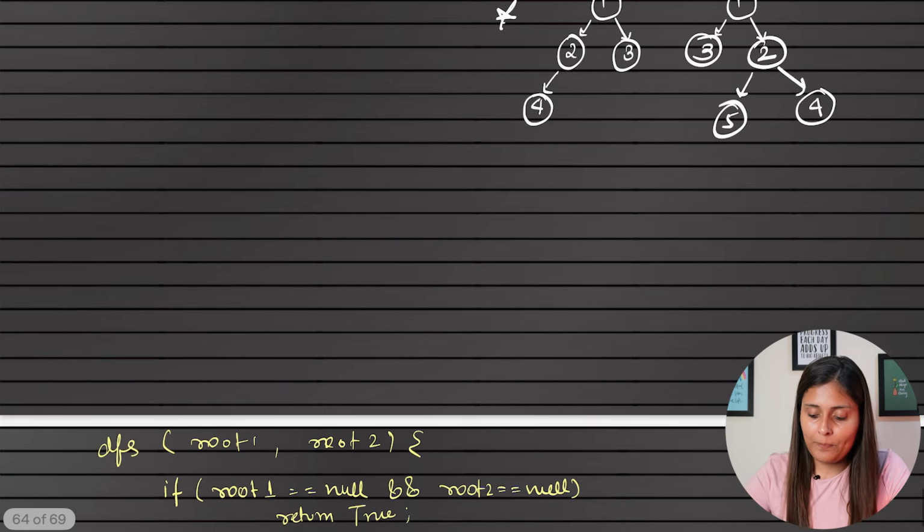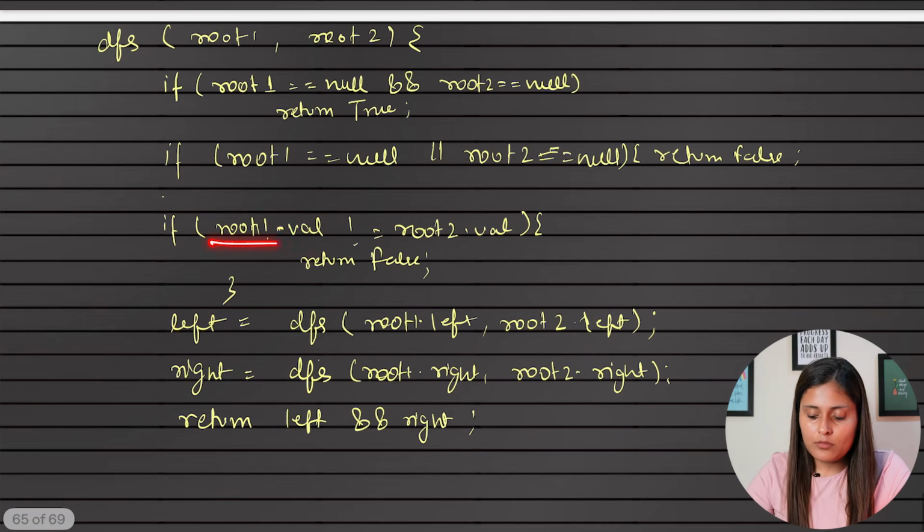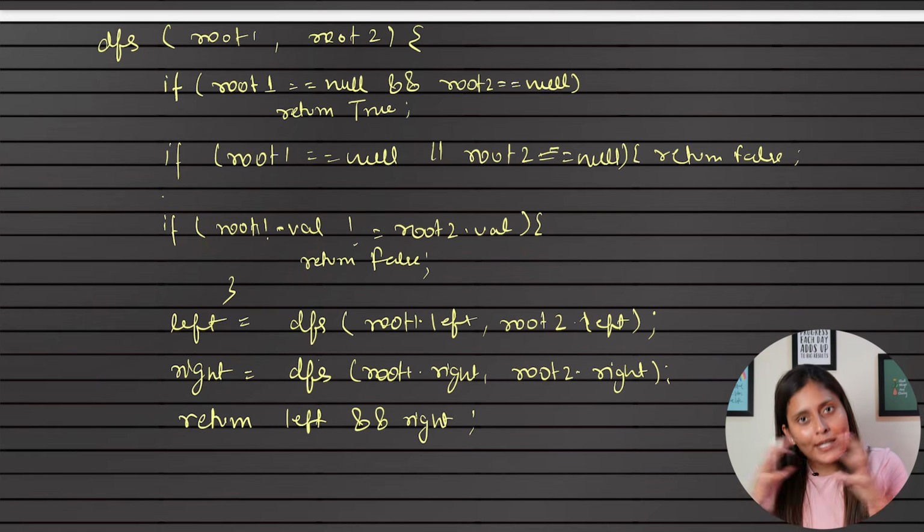Now the other condition, if both exist but their values do not match. Suppose it is 5, this is 4, values do not match, return false. Same condition. Value does not match, return false. All things are same only. Then what is the difference?